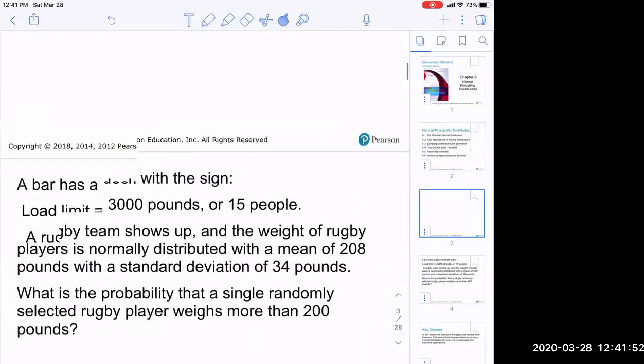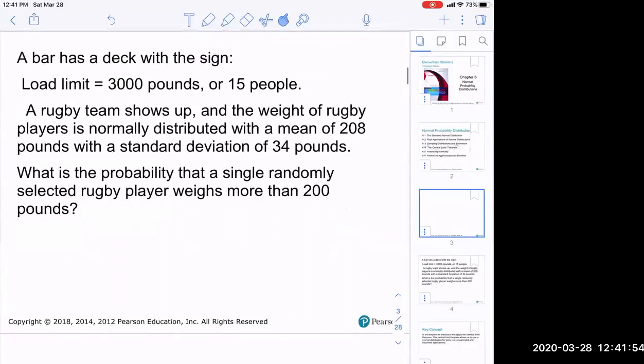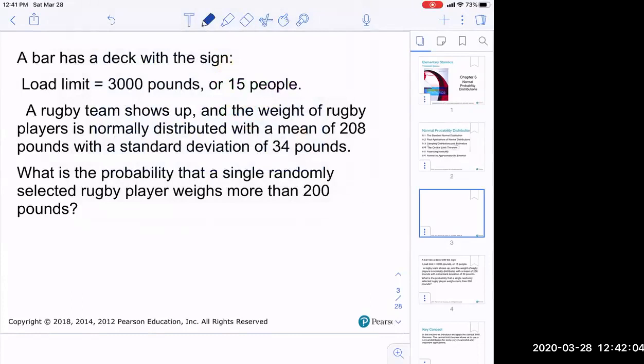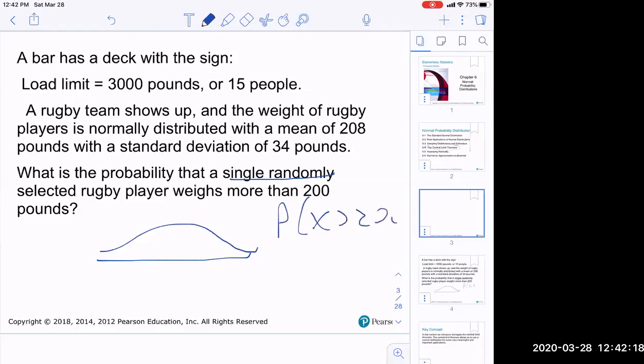So consider a problem like this. This is the kind of problem we've been doing in section 6.3. If you look at this, we've got a rugby team. Single randomly selected rugby players. I want the probability that the single person's weight is greater than 200 pounds.